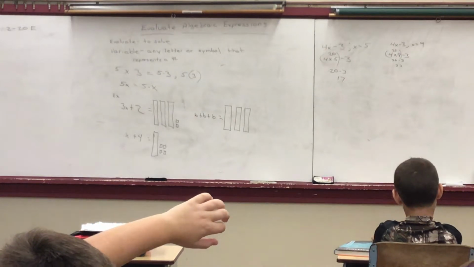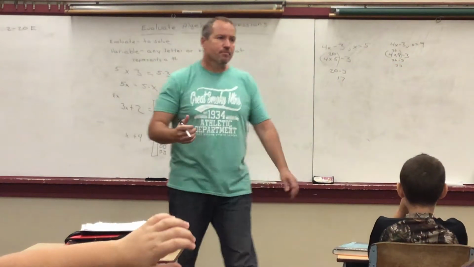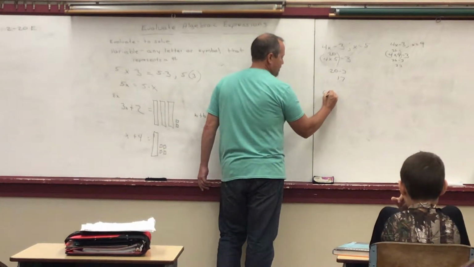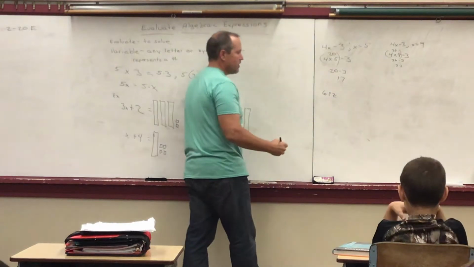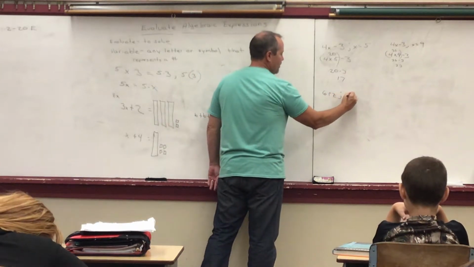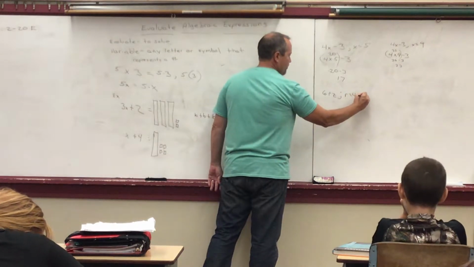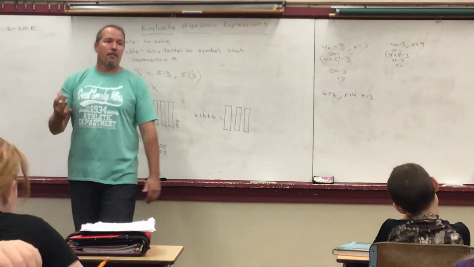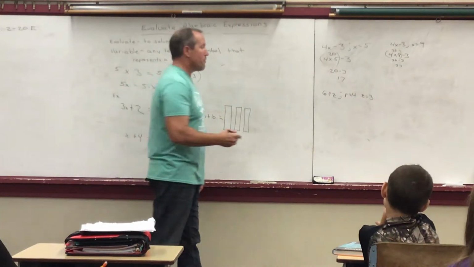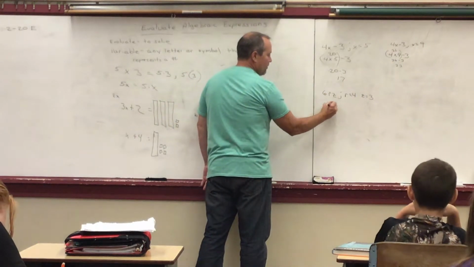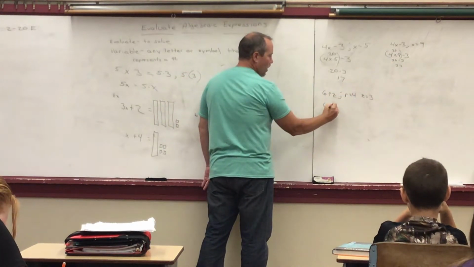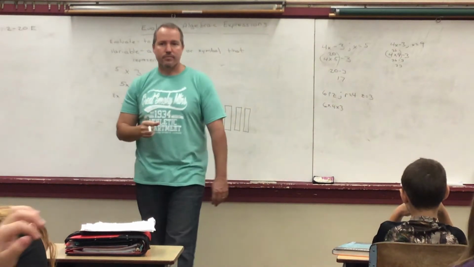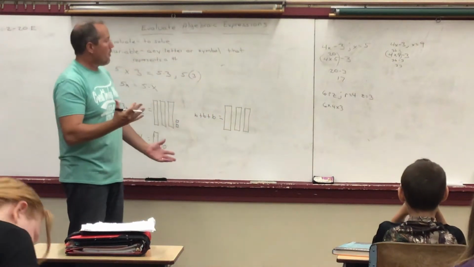Okay? They might give you this equation. 6RZ, where R is equal to 4, Z is equal to 3. Okay? So, first thing we're going to do is make it into a numerical equation. 6 times, R is 4, Z is 3. Now, we have this, we can use the associative property.